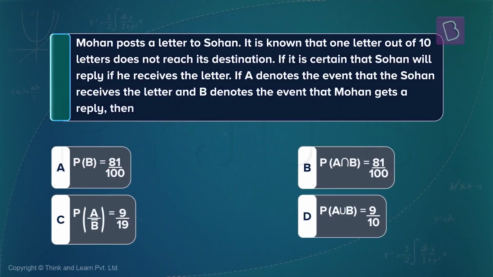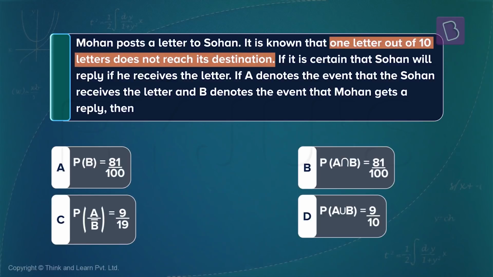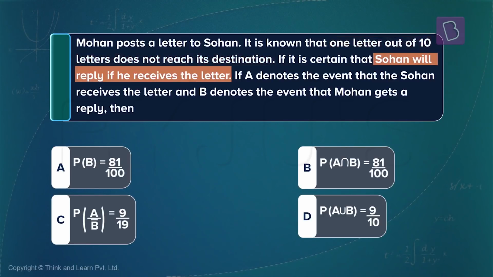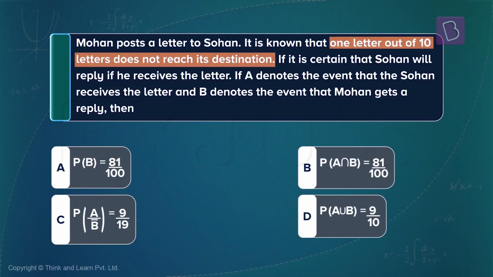Now this question has a little more information than other questions, so listen to it carefully. Mohan posts a letter to Sohan. Now the chance that Mohan's letter will reach Sohan is 9 out of 10 times. That means only 1 out of 10 times the letter will not reach Sohan. And every time Sohan receives a letter, he will definitely reply to that particular letter. So again, when Sohan writes a reply to Mohan, the same rule applies, that 1 out of 10 letters will not reach its destination.